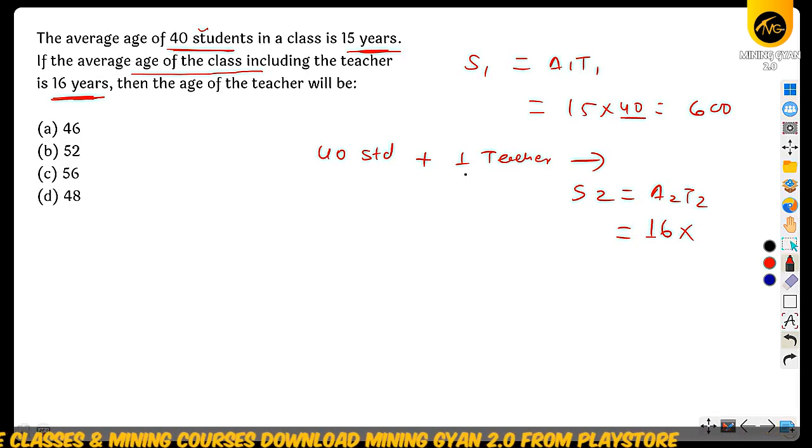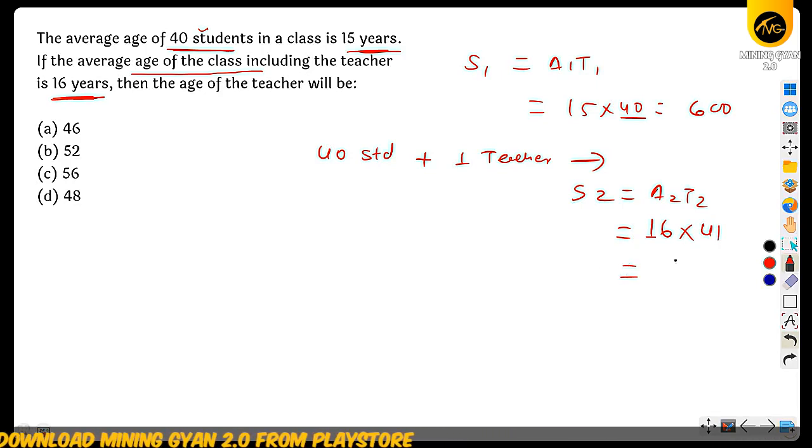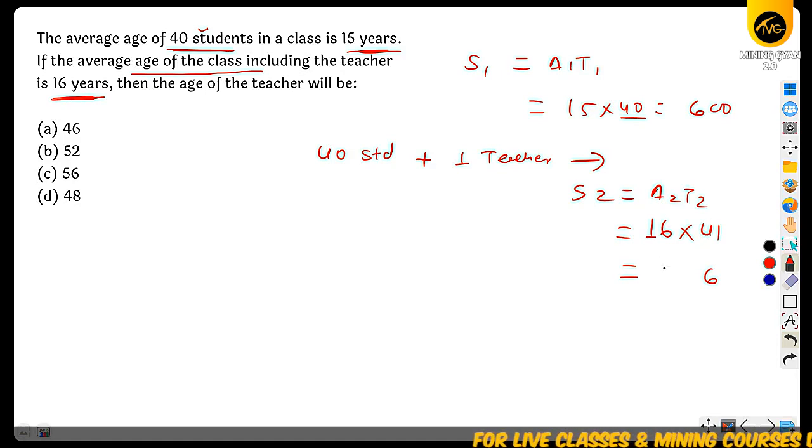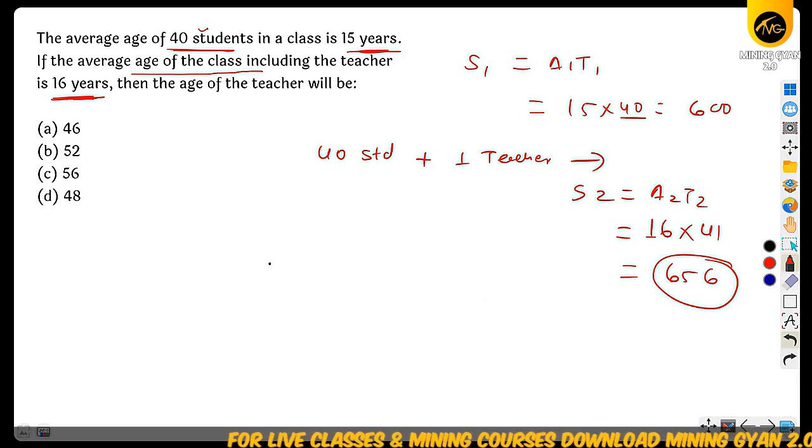Now 40 plus one teacher, that means 41. So now in this case S2 will be 16 into 41, which is 656. So 656 is the S2 value.